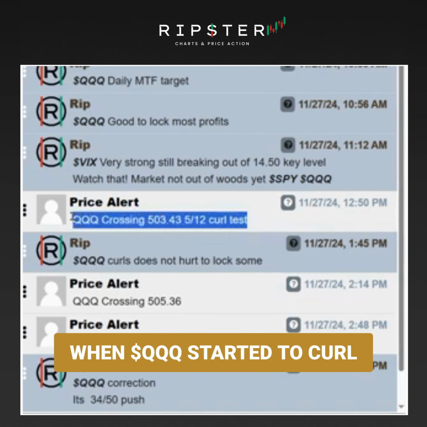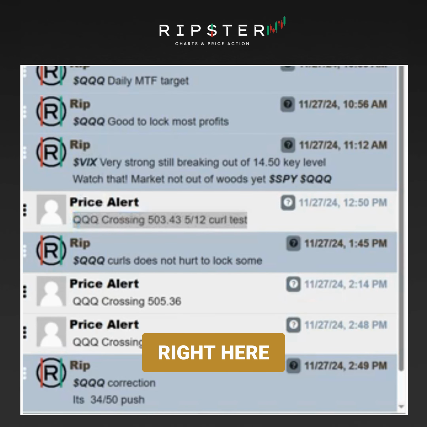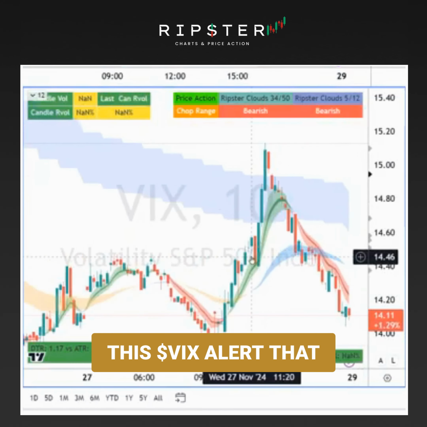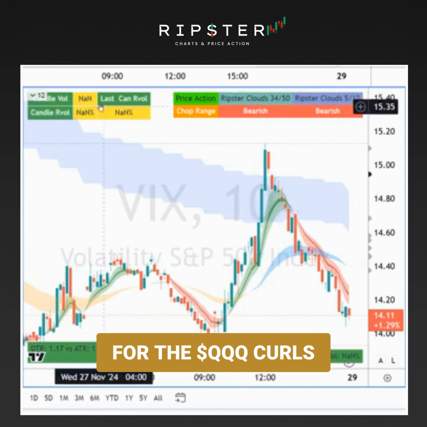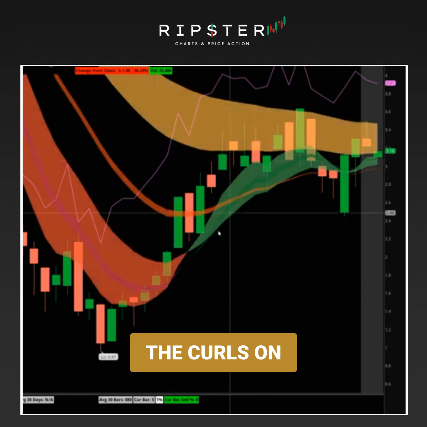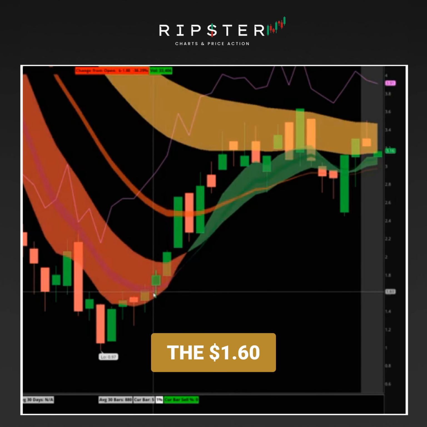I sent a price alert when QQQ started to curl right here. I also sent out this VIX alert that if VIX becomes bearish or breaks 14.50, you get long on the market for the QQQ curls. These were 502 calls. You can see the curls on the option chart as well. Let's say you're taking it at $1.60. Those went to 3.40. So the curls went 100%.